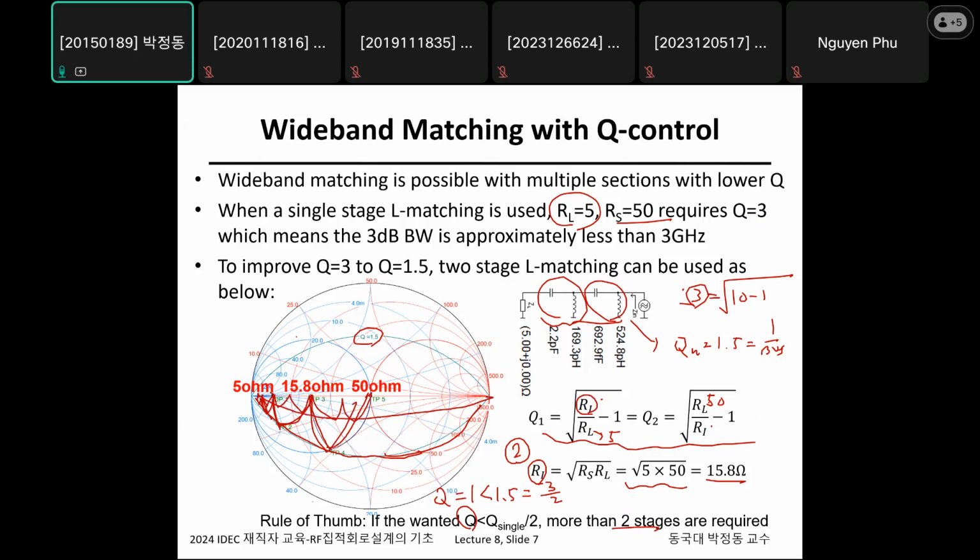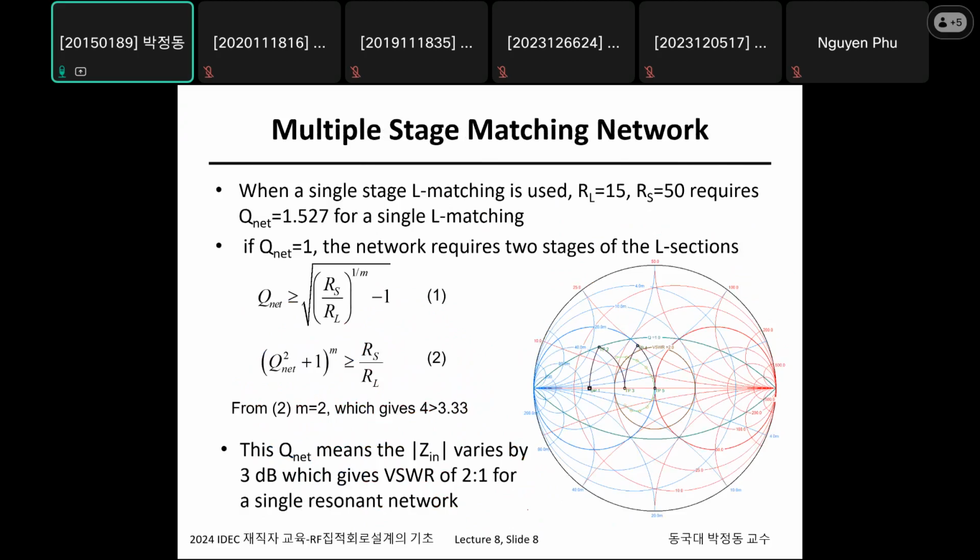However, for the two cascaded L matching network, you can use this equation. Okay. All right. So here is a more generalized expression. I just derived it, but make sure this is applicable everywhere. I'm not actually sure. So okay, let's take a look.